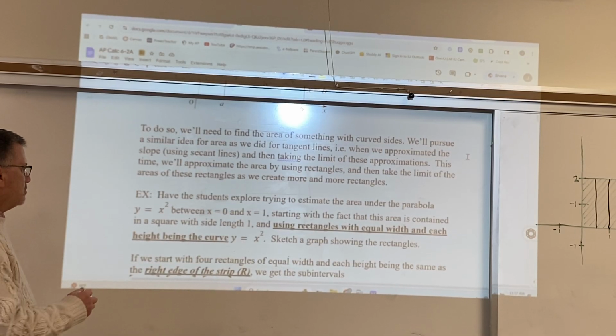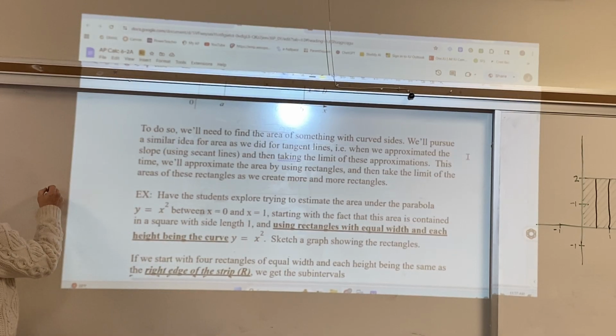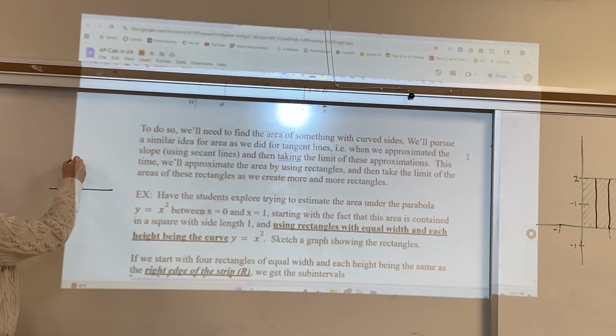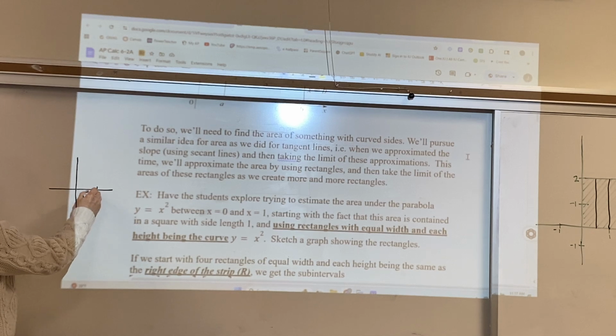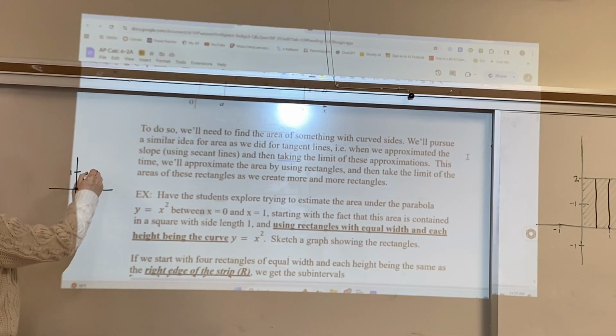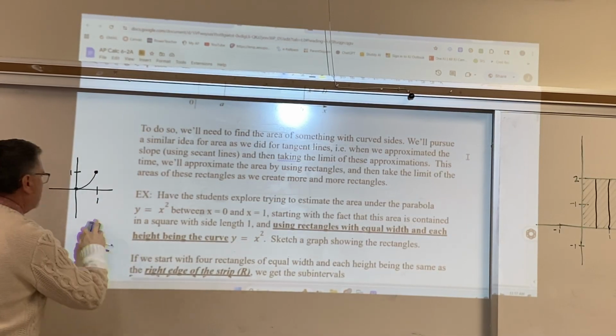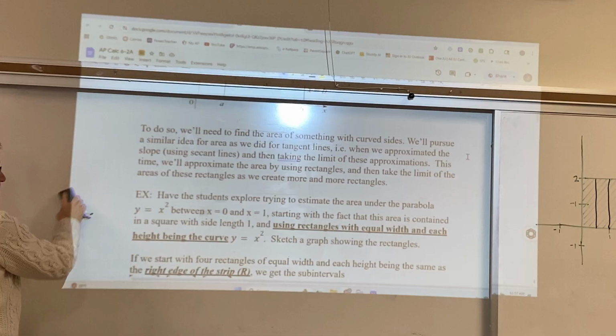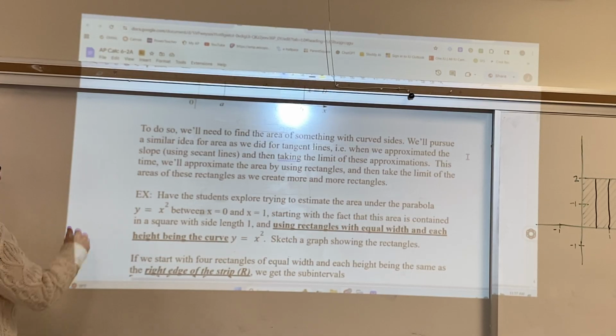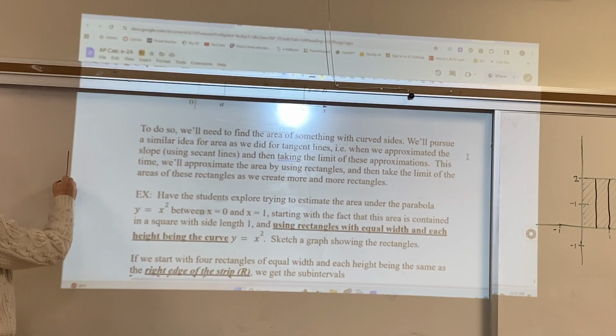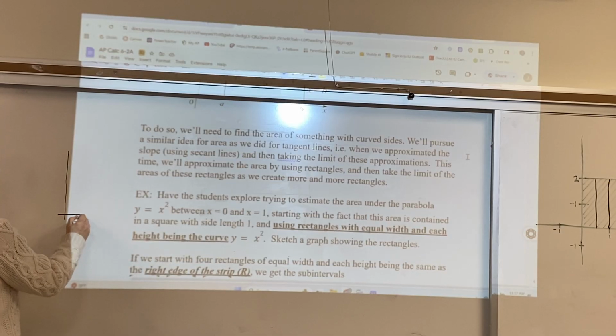Estimate the area under the parabola y equals x squared between 0 and 1. That'll look like that. In fact, I should probably make it bigger since we're going to put some rectangles underneath. Between 0 and 1.